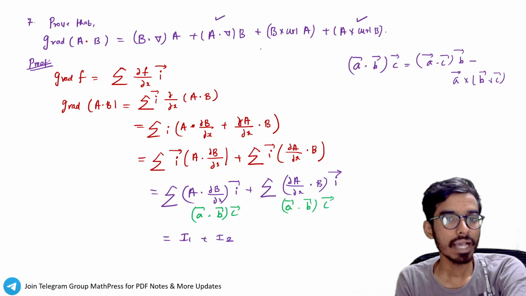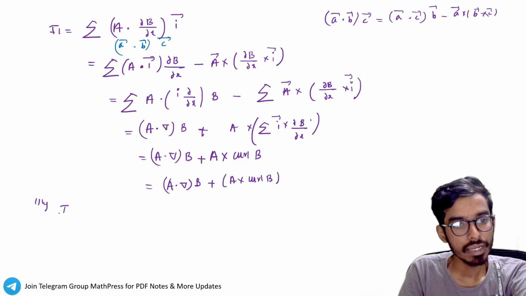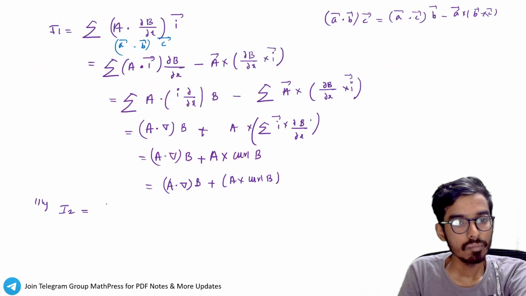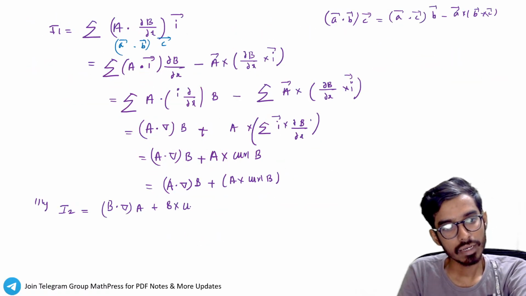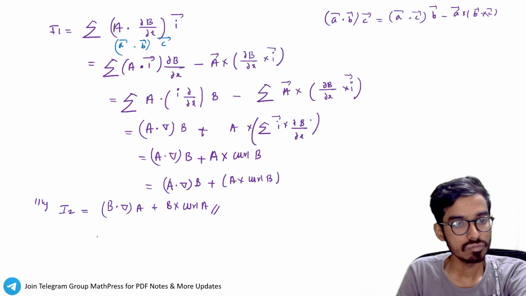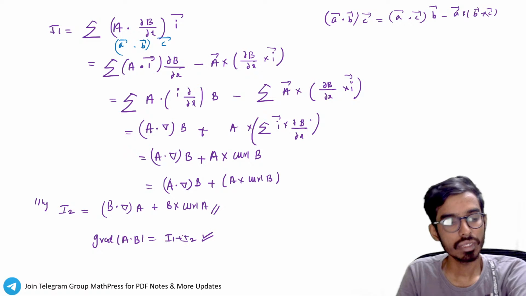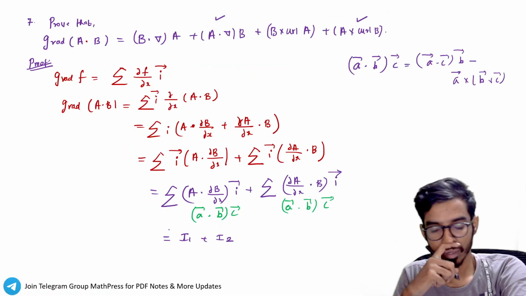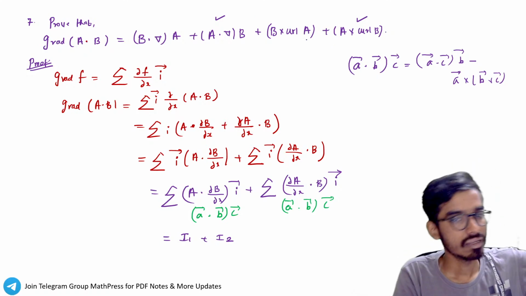Now similarly you find I2. So for I2 you will get this, right? You'll get I2 to be B dot del into A plus B cross curl A, right? So you add I1 plus I2, you do the required thing. Very simple. You apply the definition, you will get these four parts, right?